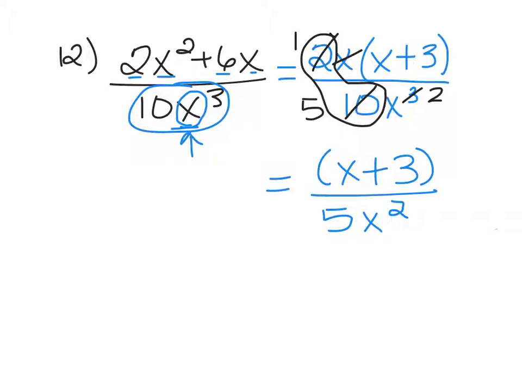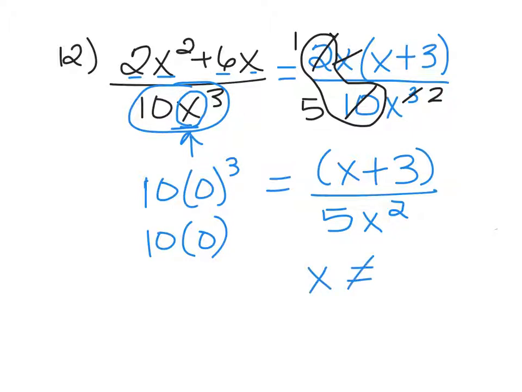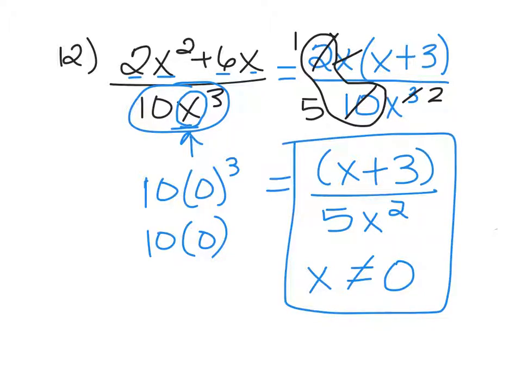The only number that I could put in place of this x would be 0, because I would have 10 times 0 to the third power. Well, 0 to the third power is 0, so 10 times 0 would make that whole denominator 0. So my excluded value is x cannot be 0. So this is my entire answer right here. You have to state the simplified form and the excluded value of 0.